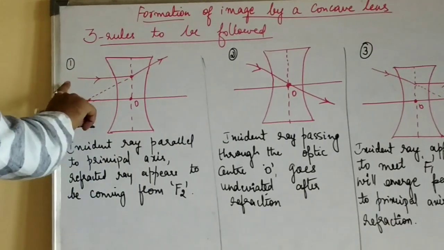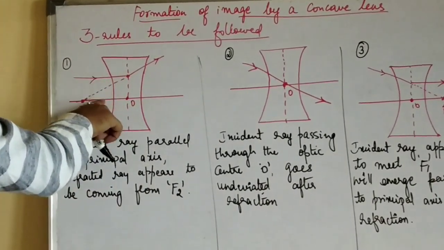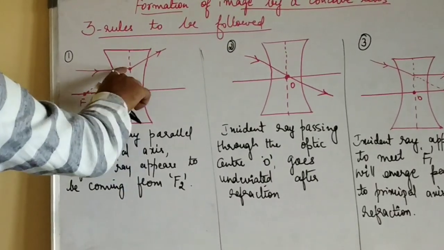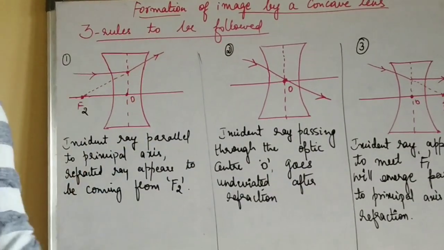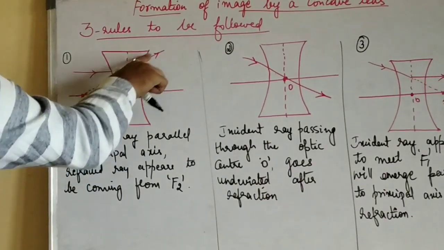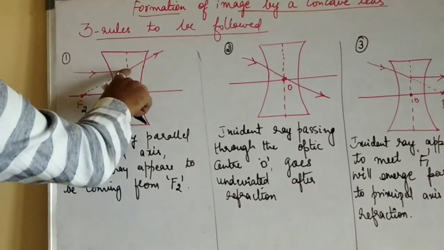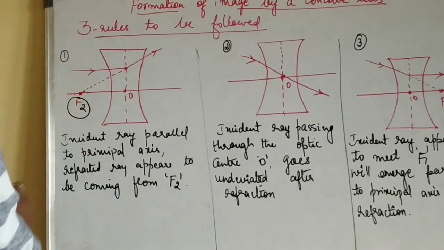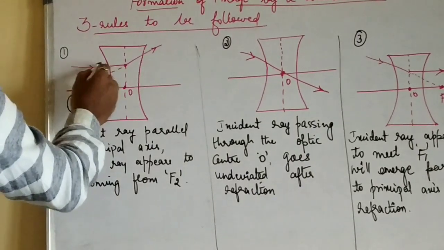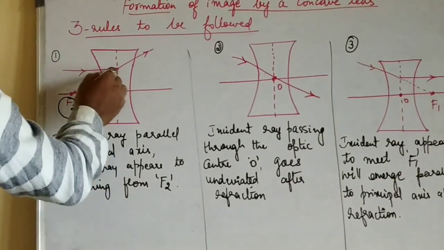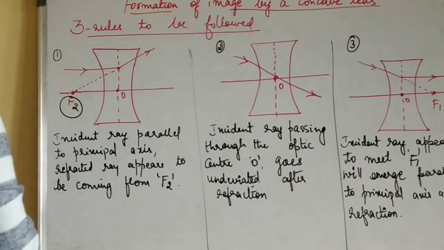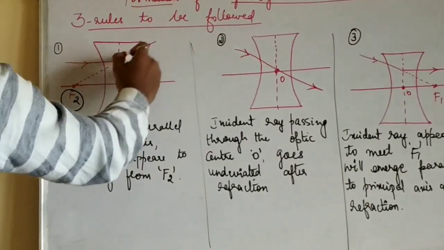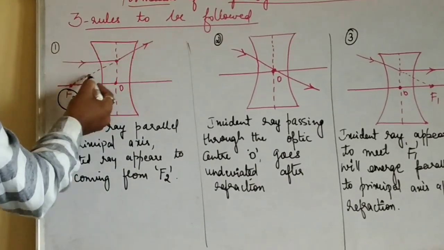Now you can see here in the first rule, the incident ray coming from the object is going parallel to the principal axis. Now, when it hits the interface, the boundary between the two media, it undergoes refraction. Now you can see here the refracted ray. This refracted ray appears to be coming from the principal focus, that is F2. I repeat, when the incident ray is traveling parallel to the principal axis and hits the boundary of two media, the refracted ray is moving towards the other side of the lens, but this ray is appearing to be coming from what?